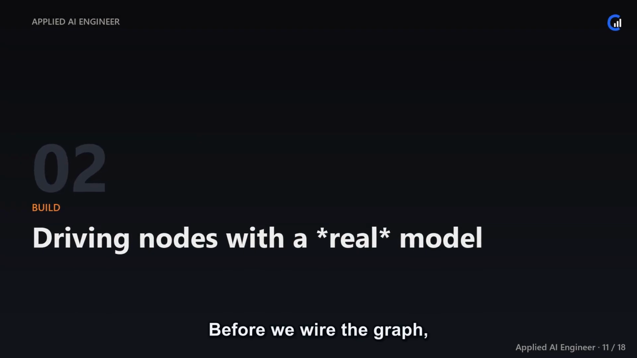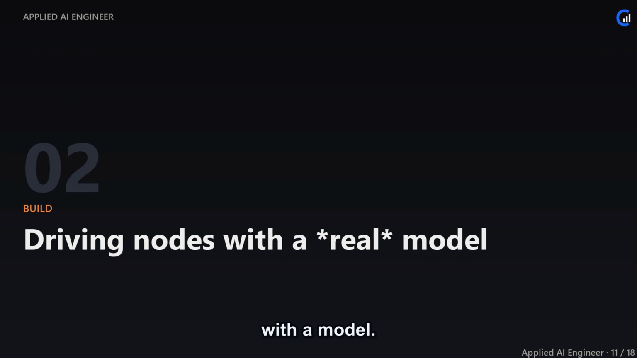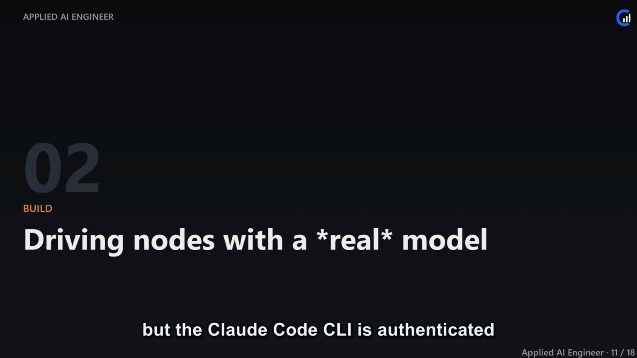Before we wire the graph, we need each node to actually reason with a model. This dev box has no API key, but the Claude Code CLI is authenticated, so we'll drive each node's reasoning through a one-function adapter over that CLI. In production you'd swap the body for the Anthropic SDK, and the node code wouldn't change.